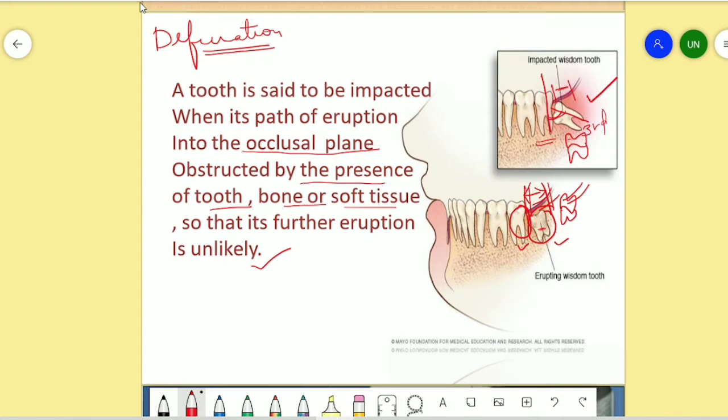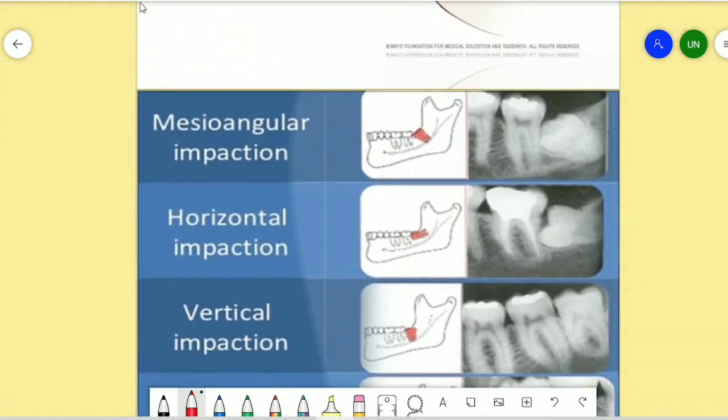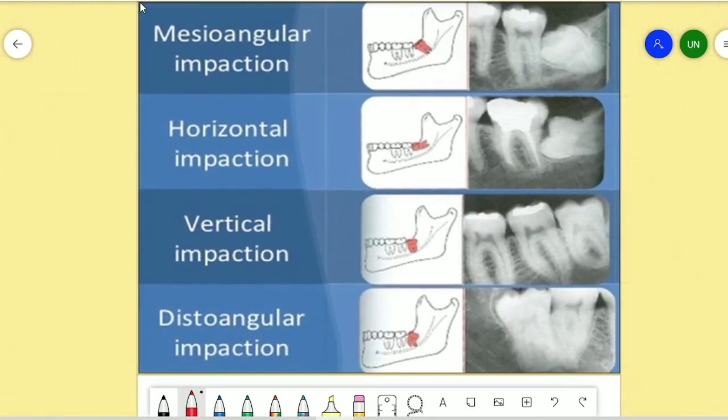There are a lot of classifications given for impactions. We will be learning two very important classifications in this video. The mandibular third molar is classified into mesioangular impaction, horizontal impaction, vertical impaction and distoangular impaction. These different names are given only because of the position of the impacted third molar.